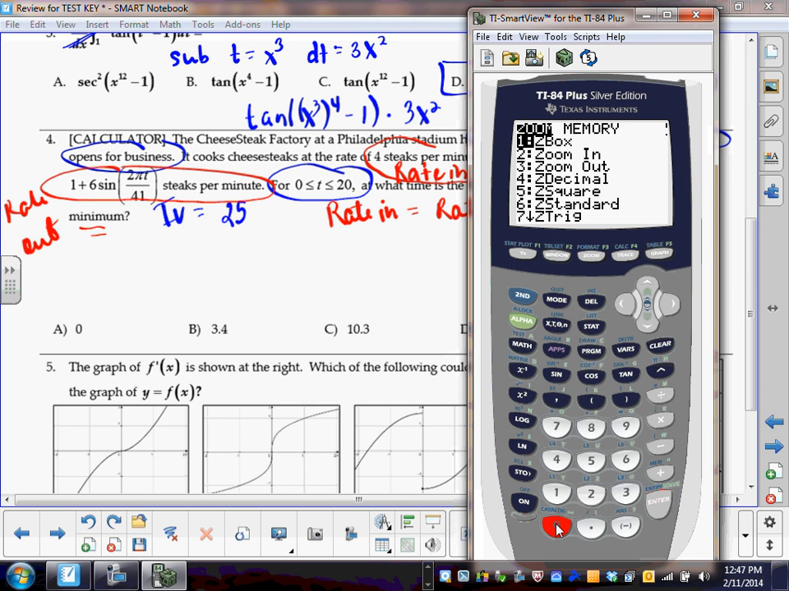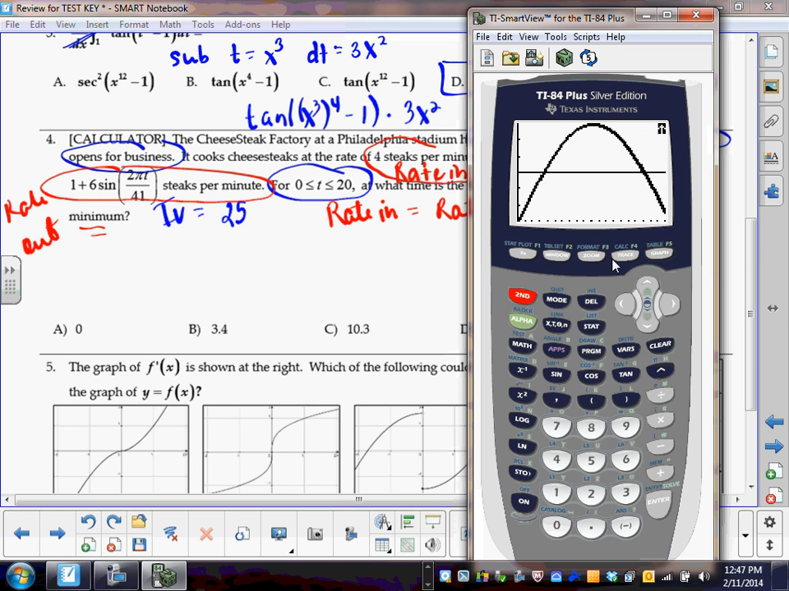So I'm looking for where the rate in equals the rate out. So there's the rate in, 4, the rate out that we're selling. That's the darker line you see now. So there are 2 times we have critical numbers. So I'm going to intersect. And I'm going to choose the 1 since we're going from 0 to 20. Maybe this is at 5-ish. So I'll guess 5. And so 3.41667.